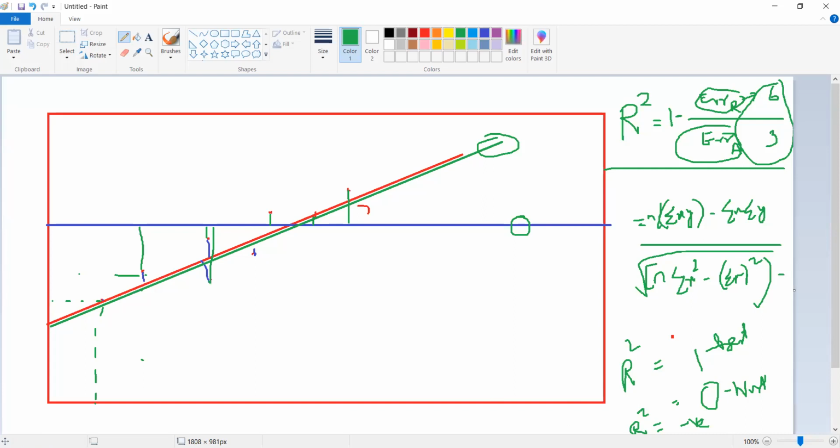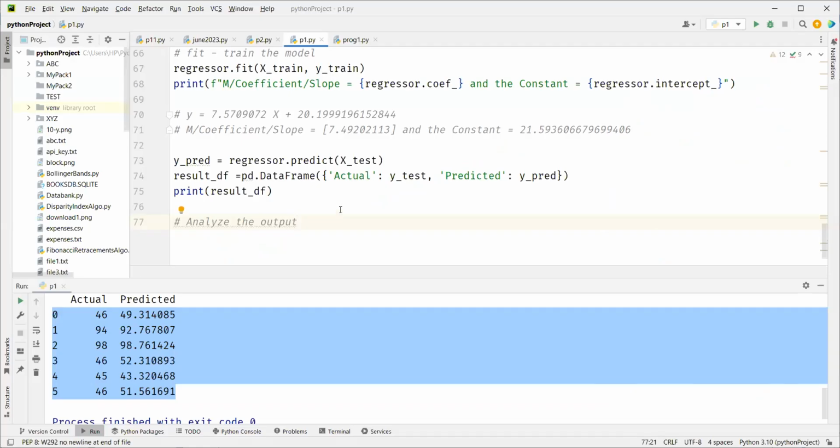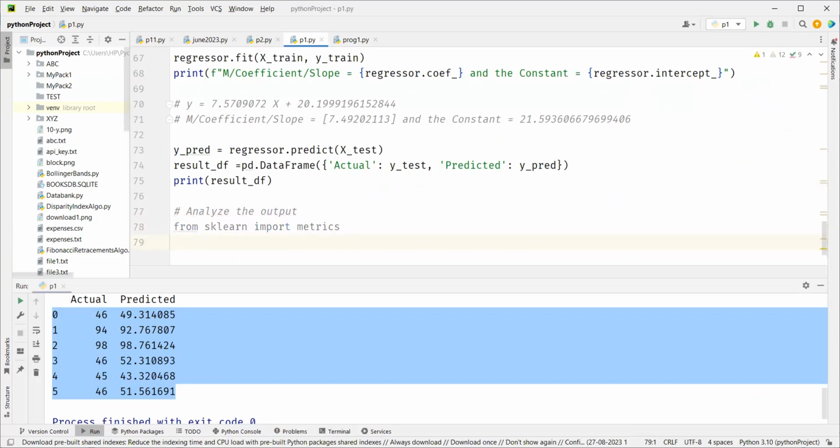So I'm switching to PyCharm here. So, analyzing the output. How do you analyze the output? I'm going to use something called metrics. So I'm going to say from sklearn import metrics. This has all the metrics that we need. I see there are many. You can't remember all, there are too many, but try to remember these two things at least: RMSE and R square.